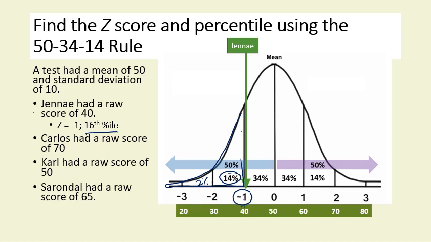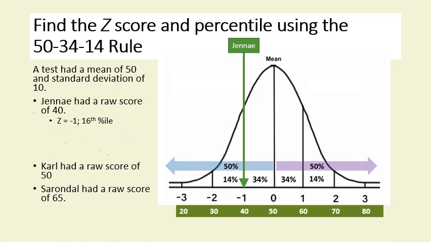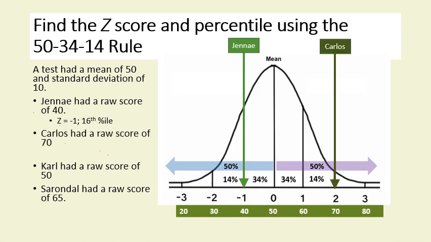Here are a few more that we could solve. Carlos had a raw score of 70. And let's see if we can get that to show up. There we go. So Carlos had this raw score of 70. Here's the 70, and here is Carlos marked. And what percentile is he in? Well, we have to add up all the scores lower than his score. And that's a lot of adding. We'd have to add 34 plus 34 plus 14 plus 14 plus 2.